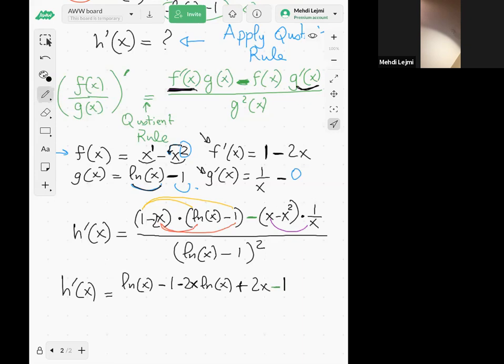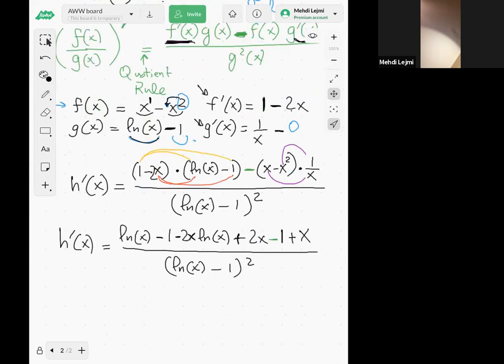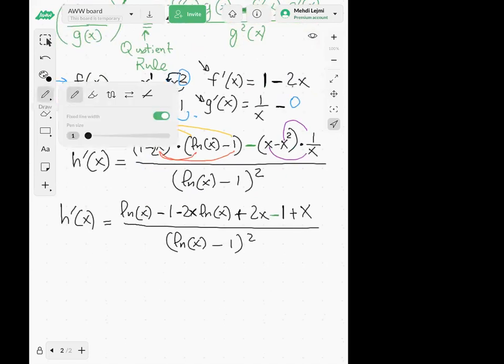And then minus minus, that would be plus, and then we have x squared. You see this x squared times 1 over x, so x squared over x, power rule. So it's going to be x to the power 2 minus 1, so it's just x. So it's plus x, and of course the whole thing here over natural log of x minus 1 squared. All right, so now let's see if there's any cancellation. Well, we can simplify.